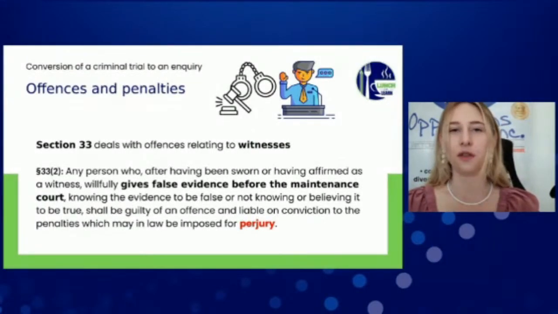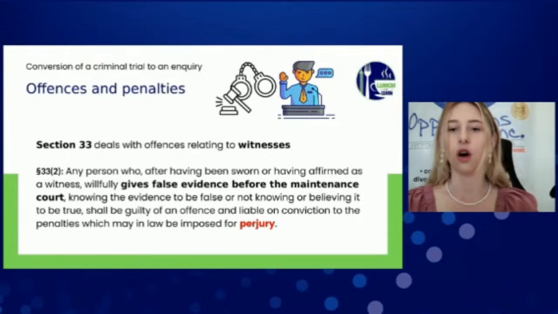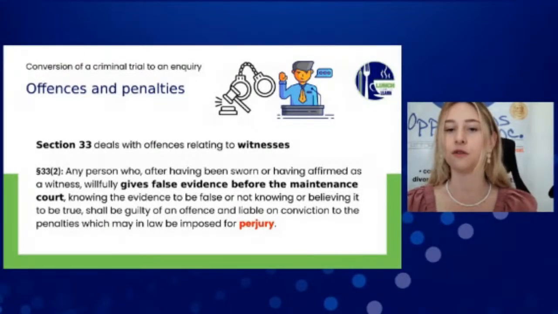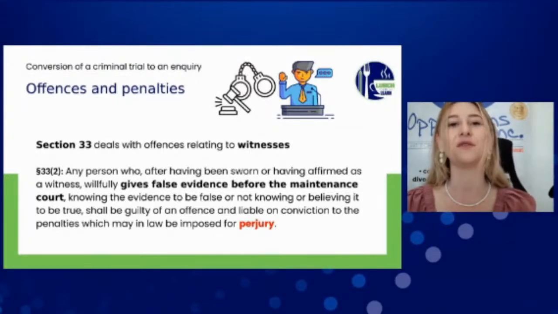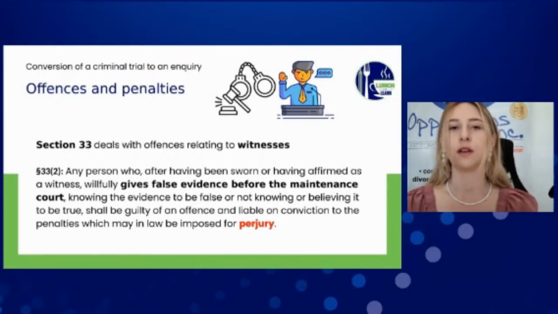Section 33 of the Maintenance Act deals with offences relating to witnesses. So Section 33(2) reads as follows. Any person who, after having been sworn or having affirmed as a witness, willfully gives false evidence before the maintenance court, knowing the evidence to be false or not knowing or believing it to be true, shall be guilty of an offence and liable on conviction to the penalties which in law may be imposed for perjury. So this deals with witnesses.